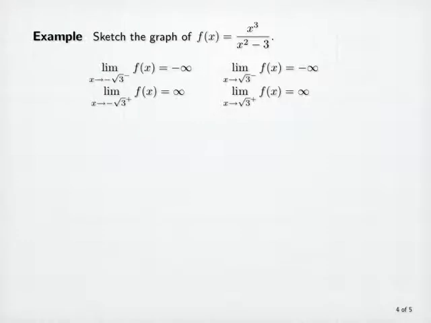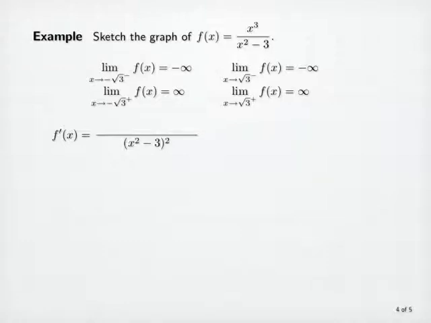So we see that both left-sided limits at our asymptotes are minus infinity, and both right-sided limits are plus infinity. Now let's calculate the derivative. We use the quotient rule.